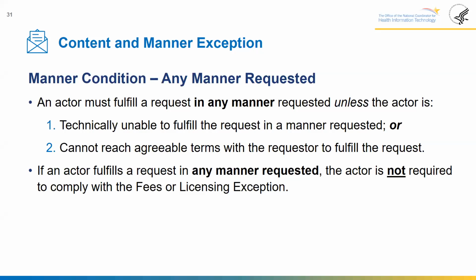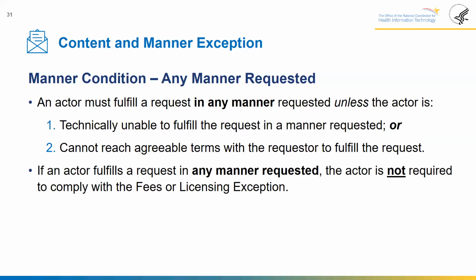But if the actor can't reach agreeable terms with the requester, then the actor can fulfill the request in an alternative manner, which I'm going to talk about momentarily. So here's an example. For instance, if an actor cannot reach agreeable terms with the requester regarding a license for interoperability elements that constitute proprietary intellectual property that are necessary for access, exchange, or use of EHI, the actor would not be required to license its intellectual property in order to satisfy the exception. Instead, in that type of situation, the actor could just drop down to the alternative manner provision.